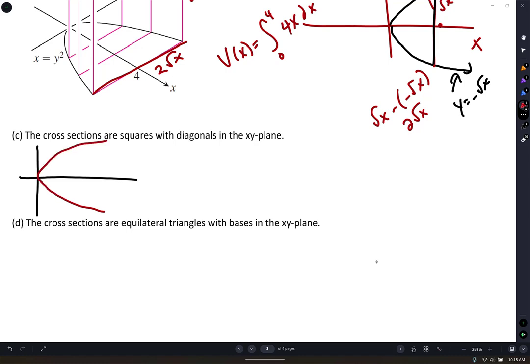Okay. So think about it, guys. The cross section, so there's my cross section. That blue line, so I'm going to see if I can color code it, guys. Here's my square.